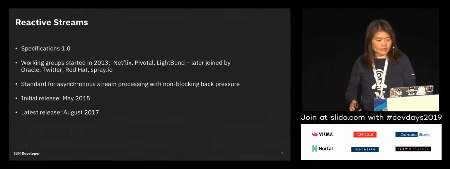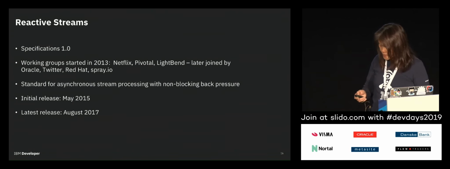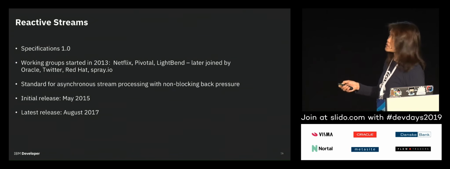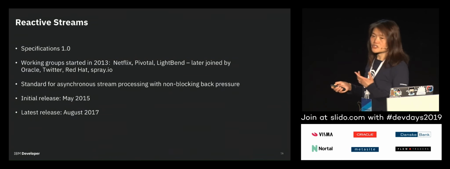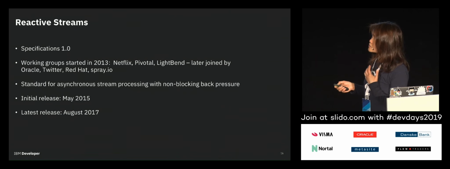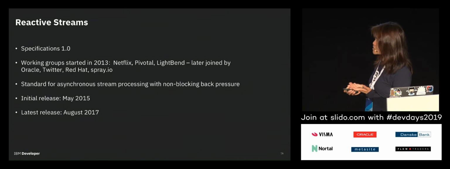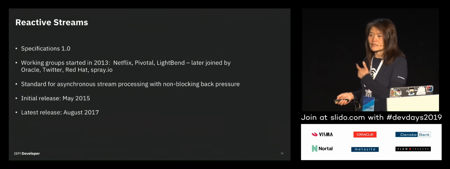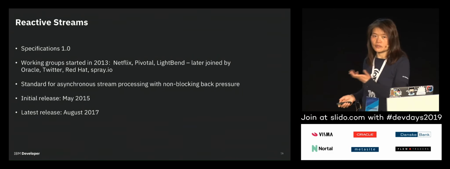Okay, and another quick thing to point out is reactive streams. In one line, this is a standard for asynchronous stream processing with non-blocking back pressure. It's a specification currently at 1.0, and the group is led by Lightbend along with other companies. The latest release was in 2017. RxJava supports almost all of it, Spring Reactor supports it fully, and so does Akka.